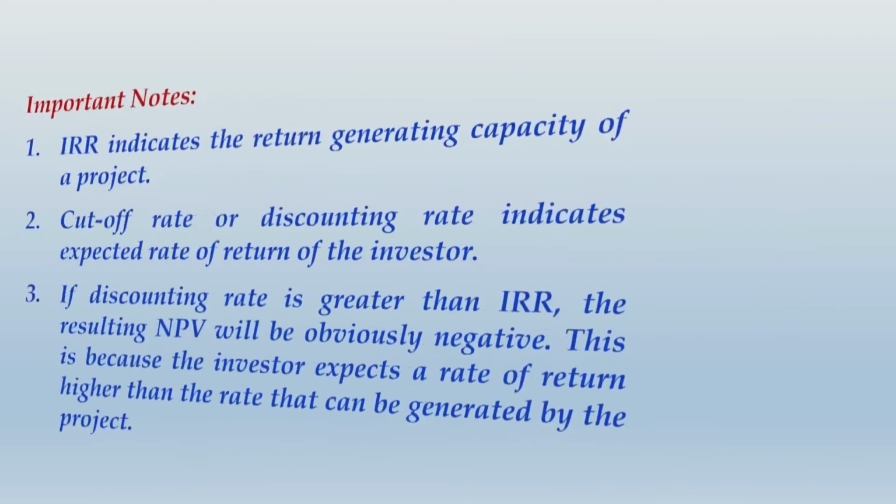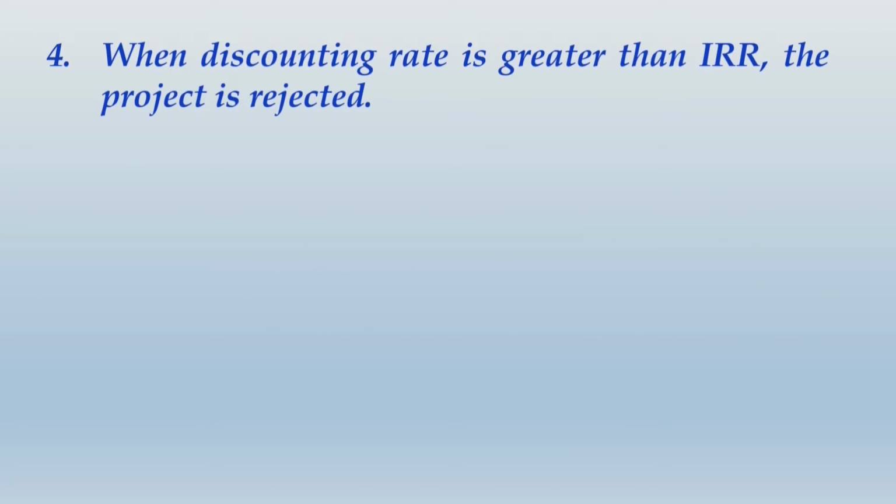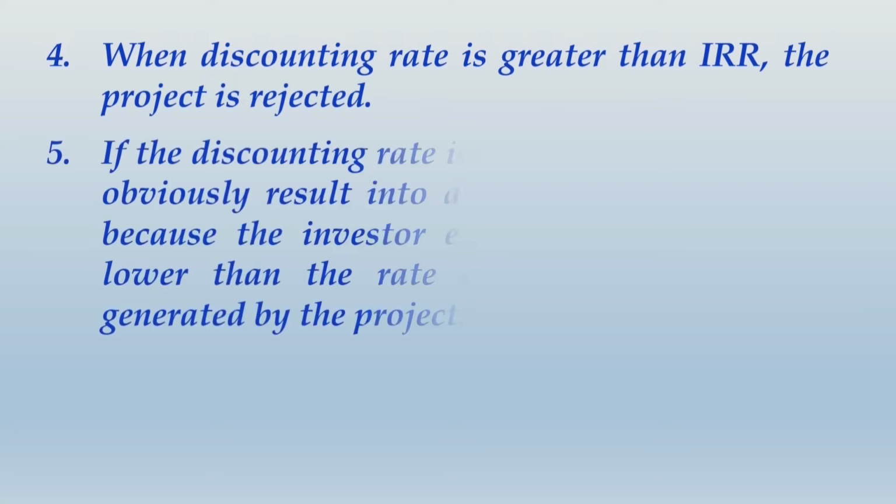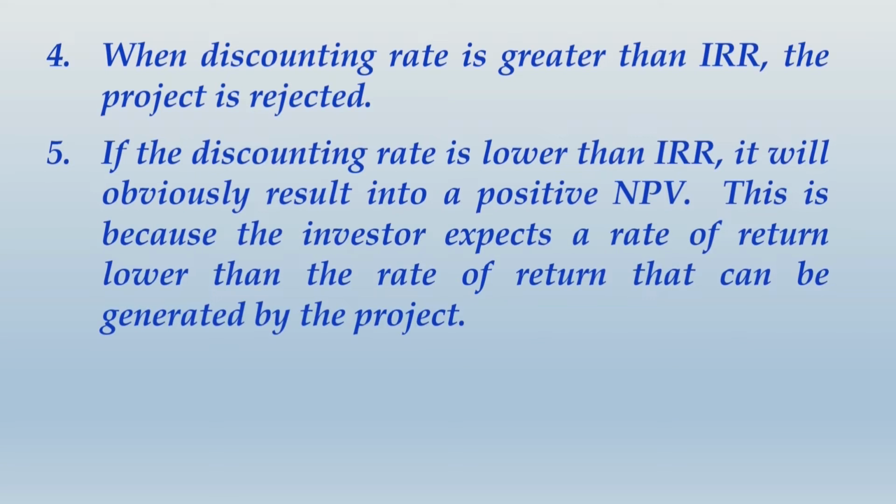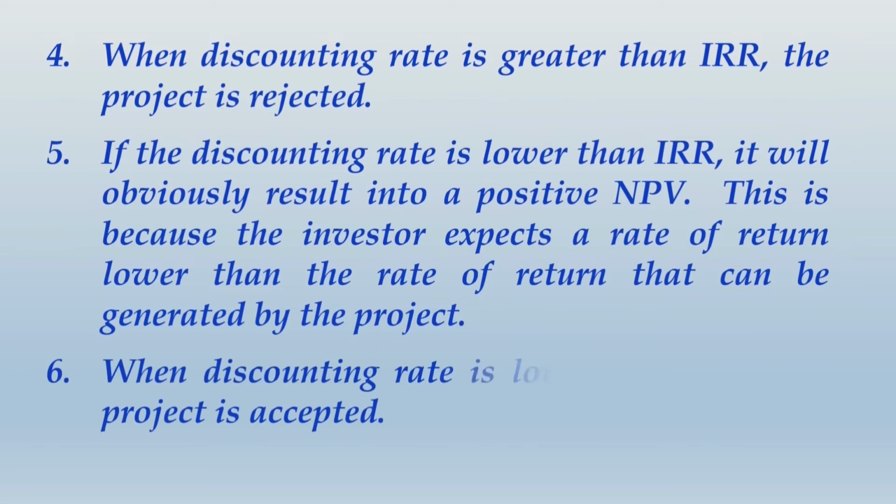Let us move ahead and write further. Fourth point, when discounting rate is greater than IRR, the project is rejected, and it is obvious because we have seen earlier that in such a scenario the resulting NPV will be negative. Now fifth point, if the discounting rate is lower than IRR, it will obviously result into a positive NPV. This is because the investor expects a rate of return which is lower than the rate of return that can be generated by the project. So when discounting rate is lower than IRR, the project is accepted. Let us move ahead and write up a couple of more points.